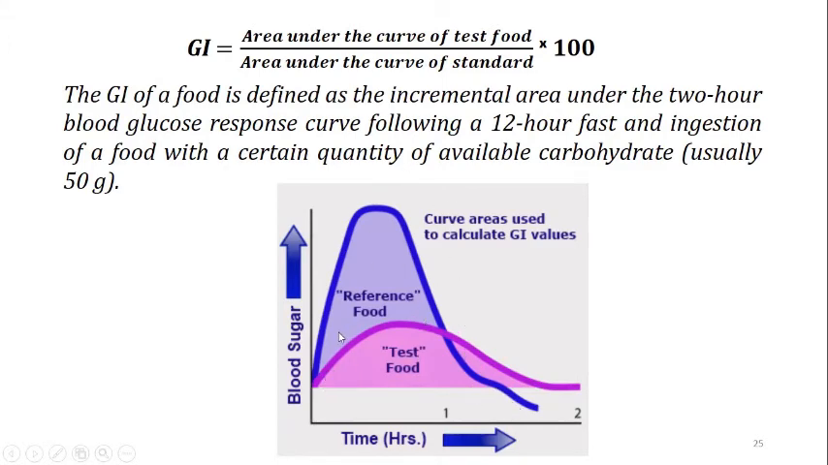So GI is calculated by dividing the area under the curve of the test food by the area under the curve of the standard and multiplying by 100. From that value, we can have a value between 0 and 100. And you know that the glycemic index value is 100 for glucose, because the reference food and the test food are the same, so the upper and lower values are the same. Then it becomes 100.